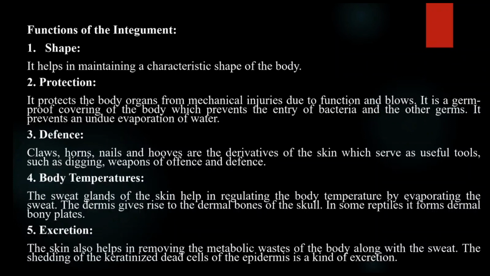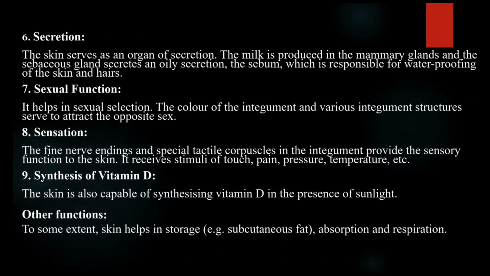It has secretory function by the secretion of sebum and milk from mammary glands. It helps in sexual selection. The color of the integument and various integument structures serves to attract the opposite sex. There are numerous nerve endings in the integumentary system which provide sensations.